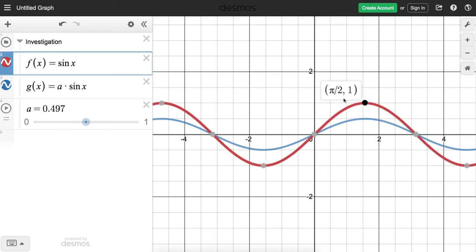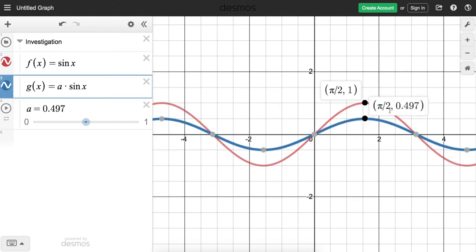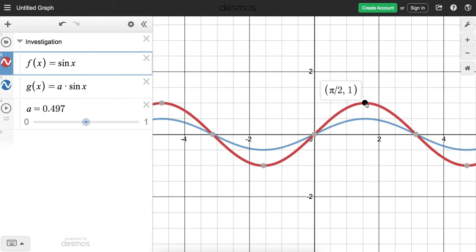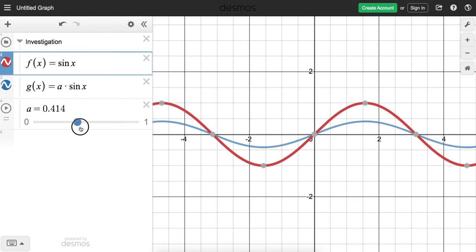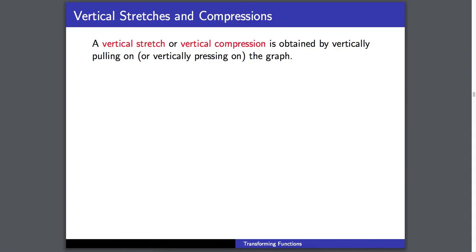But this, don't worry about this pi over 2, this had a height of 1 from the x-axis. Now it has a height of 0.497. So what's happening when we multiply our function by a number between 0 and 1 is it's pressing it downward towards the x-axis. So it's compressing it closer to the x-axis. So compressing gets closer.